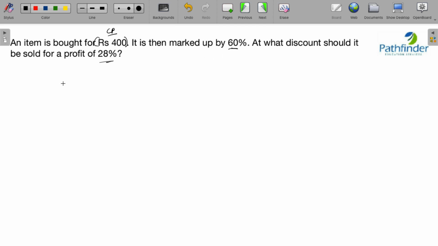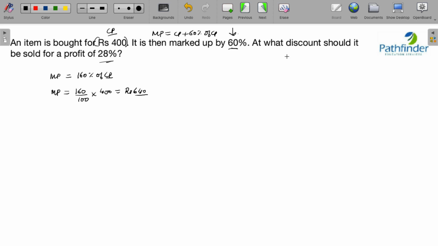by 60%. The moment you see something is marked up by 60%, instantly you should know that marked price must be 160% of cost price, because percentage markup is always on cost price. So your marked price must be CP plus 60% of CP, which I am writing as 160% of CP. So what is your marked price? 160 upon 100 into 400, that is rupees 640.